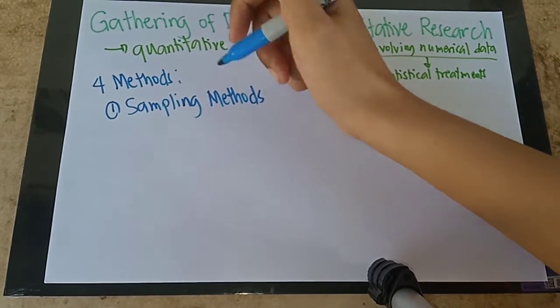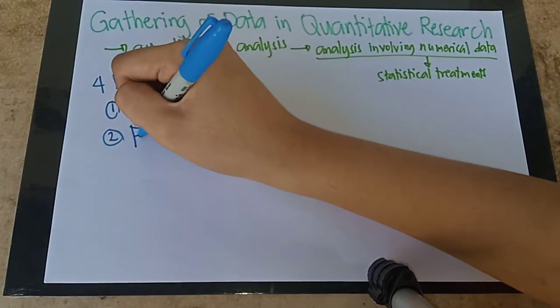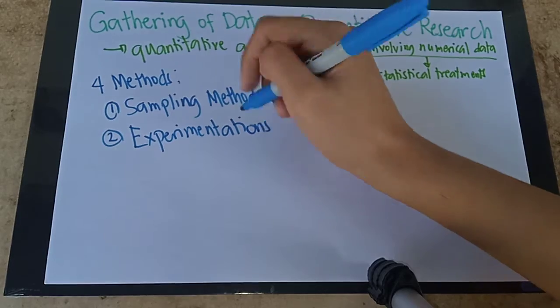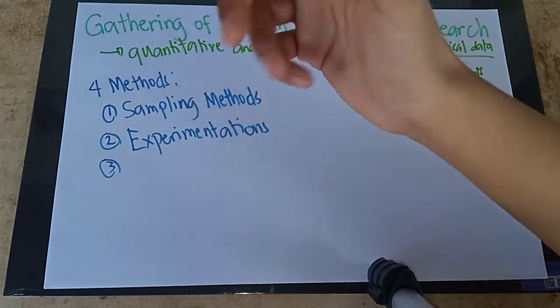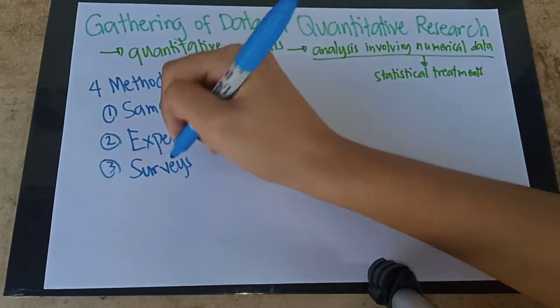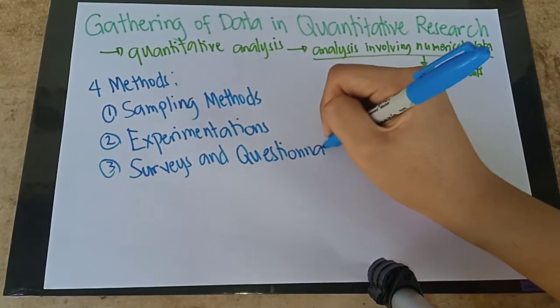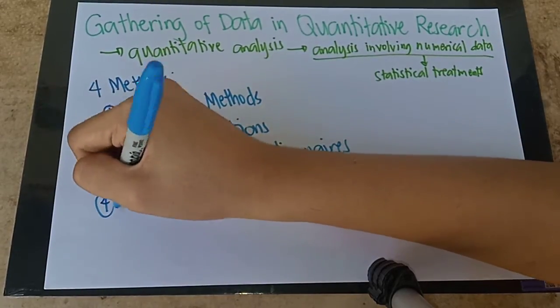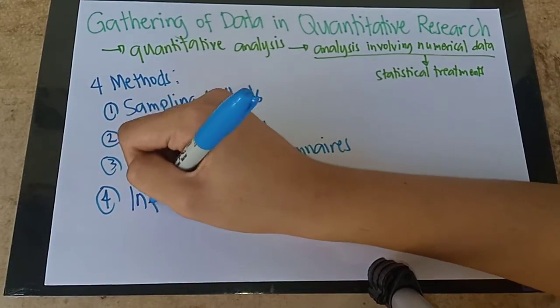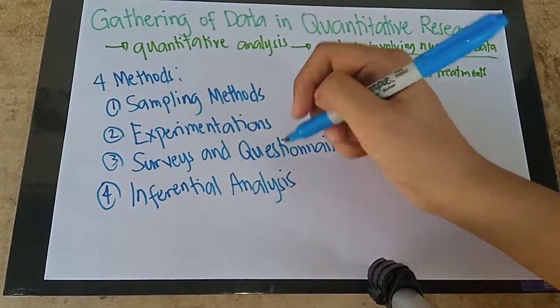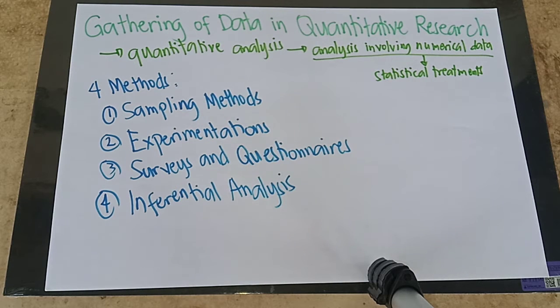Then number two, it also uses experimentation or experiments. Number three, it also gathers data through the use of surveys and questionnaires. And lastly, it gathers data using inferential analysis. Okay? So these four methods are the main methods by which we can gather data when we are conducting quantitative research, and we will discuss them one by one.